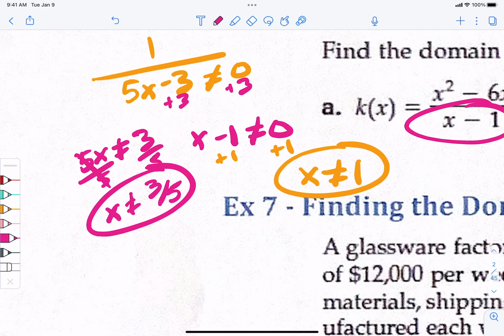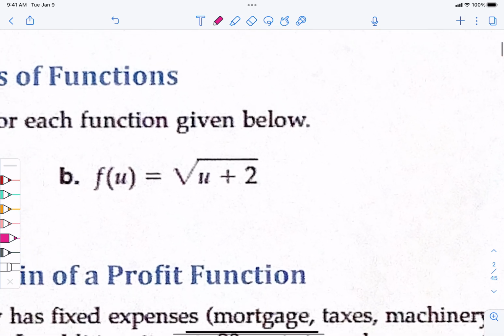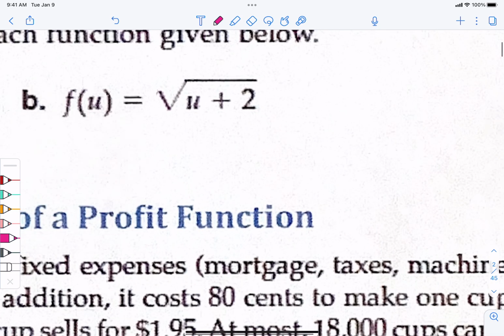That's A. B is going to be harder because B is a square root, right? So what can x, or in this case, u is our domain, right? What can u be and what can u not be, okay? So I always set him equal to 0 to start with, which means if we solve, u is equal to negative 2.